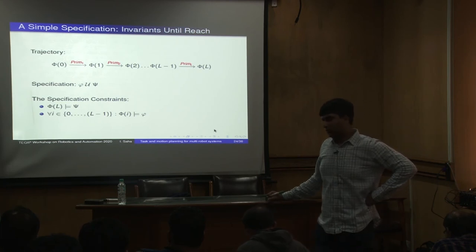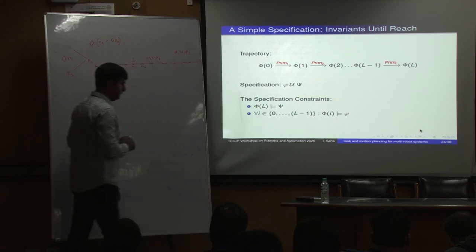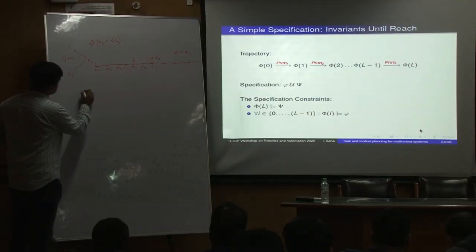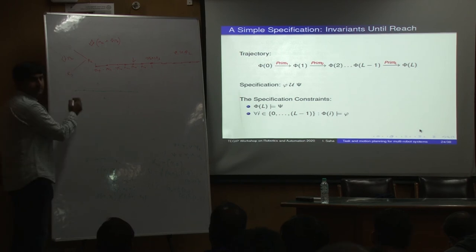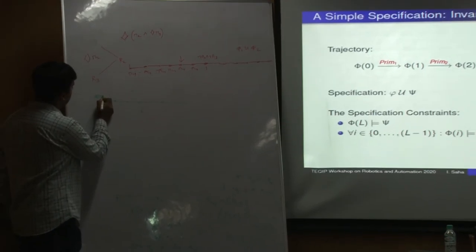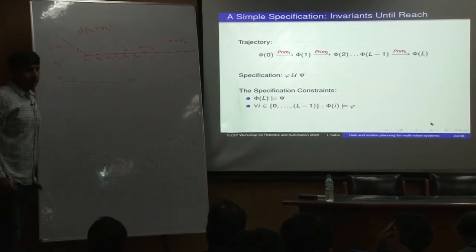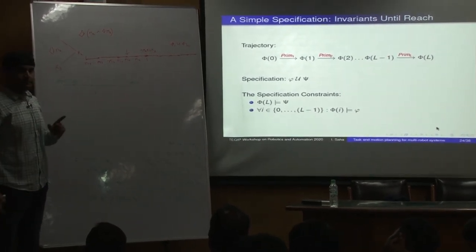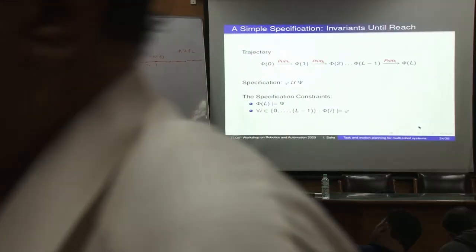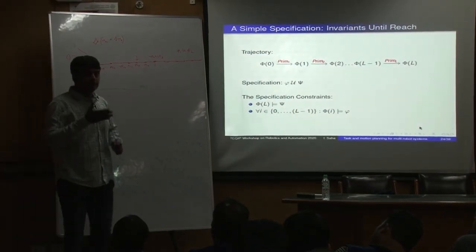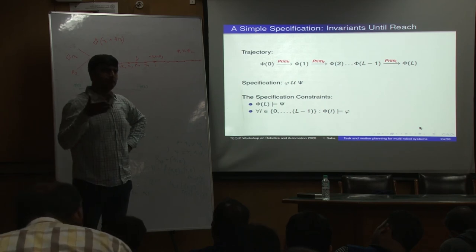So we can talk about that. Say we have an L length trajectory, with states phi 0, phi 1 and so on. Remember that I have defined the propositions based on these states only. So this phi 0 might say that at the initial time the robot is in some location.